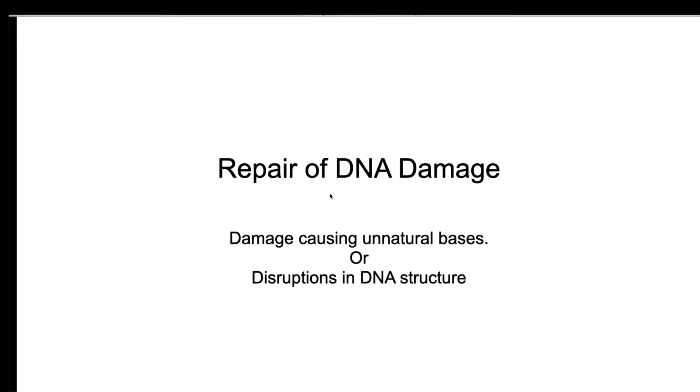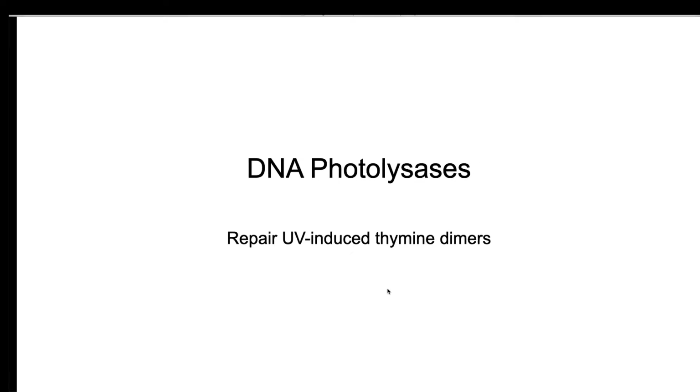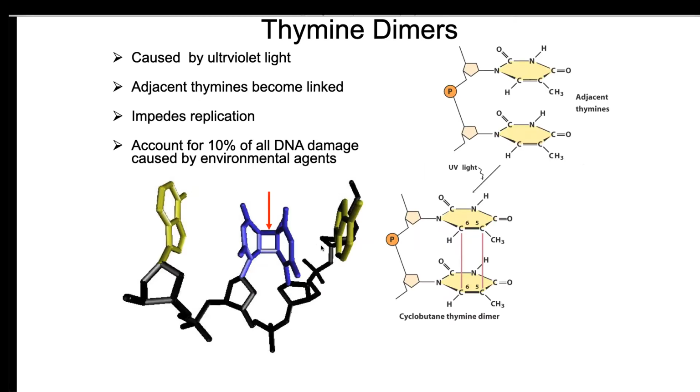All right, next, the repair of DNA damage, so of unnatural bases or disruptions of DNA structure. And the first is these DNA photolyases, and this is direct repair. Instead of cutting out a bunch of DNA, we're going to try to directly repair this. We've got UV-induced thymine dimers. So here we have two adjacent thymines. If they absorb enough UV light, what happens is a covalent bond occurs between the two of them.